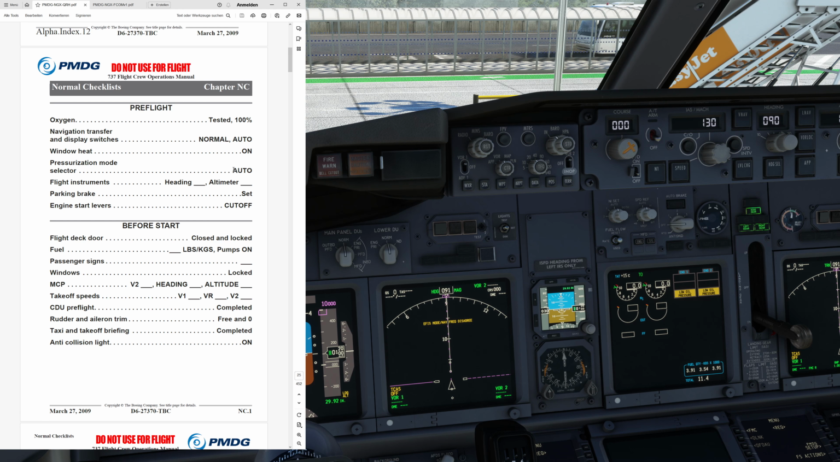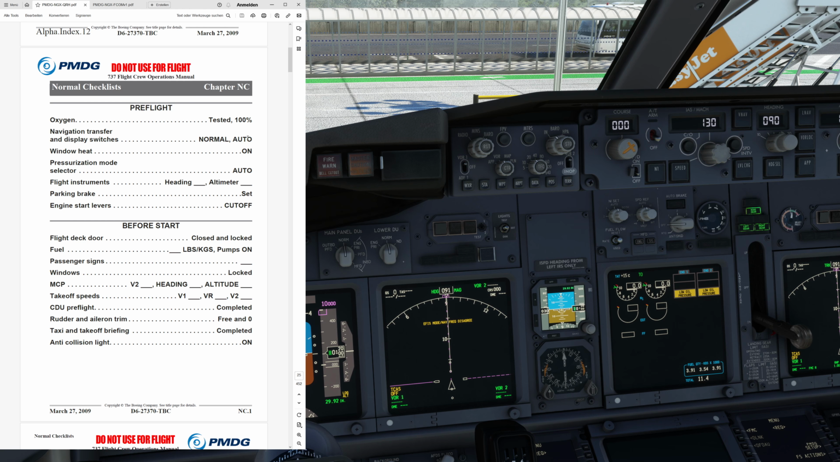Pressurization mode selector, auto. Yeah, you've surely heard about that Helios 737 that crashed because this one was set at manual. Flight instruments. Of course, you're making sure that both the captain and the first officer see the same thing over there. So once again, vitally important. Park brake, set, same thing. Because injury can occur to ground crew when the chocks are being removed or when the airplane is lifted by the tug.